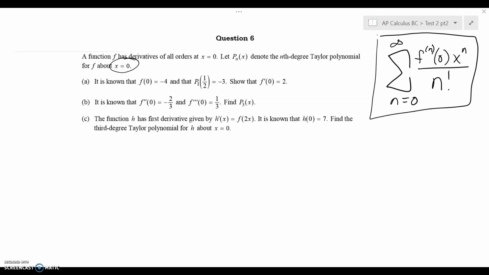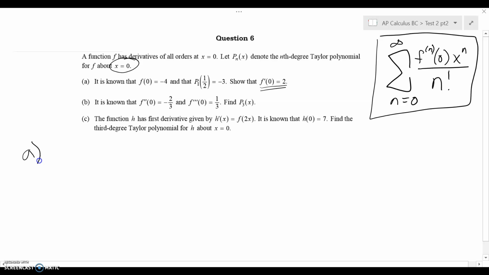So on the first one, it's known that f of 0 is -4, and then p sub 1 at a half is -3, and that's where this one gets a little more challenging. Then show f prime of 0 is 2. So we're looking to demonstrate that the first derivative evaluated at 0 is 2. Well, just thinking about what a Taylor expression is.